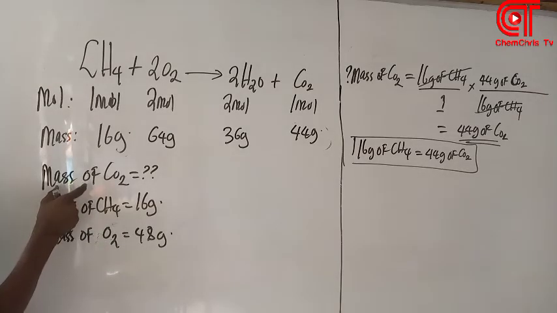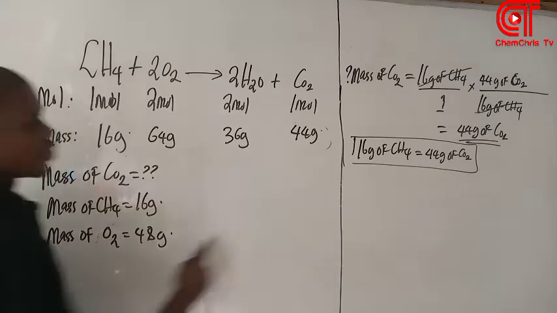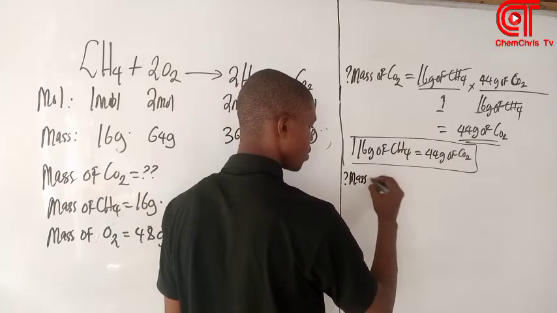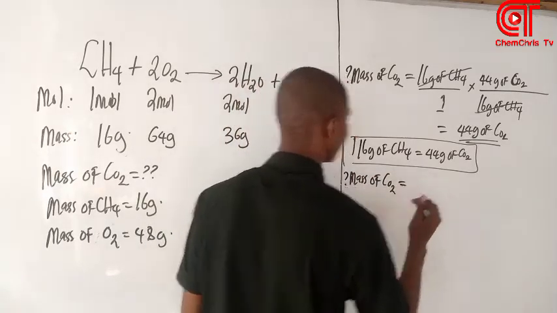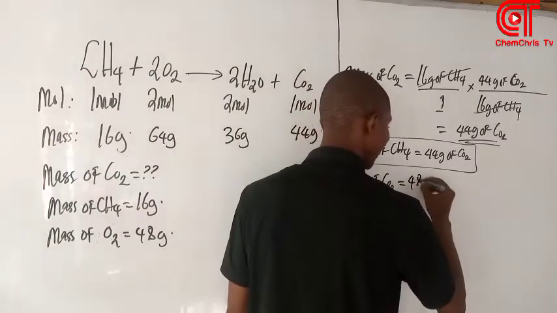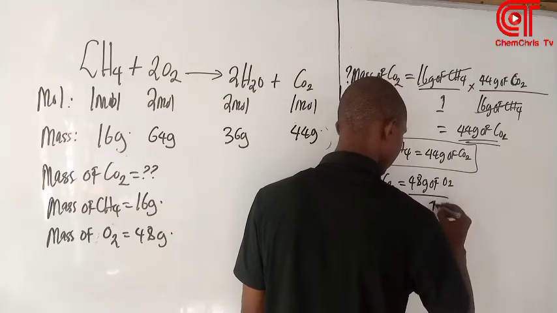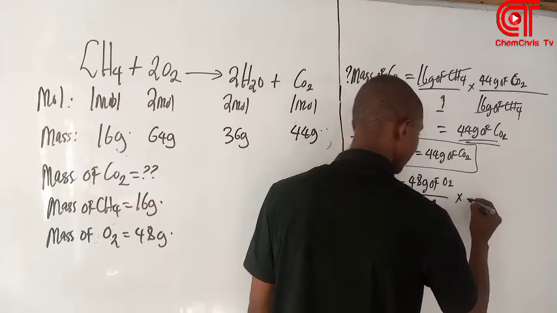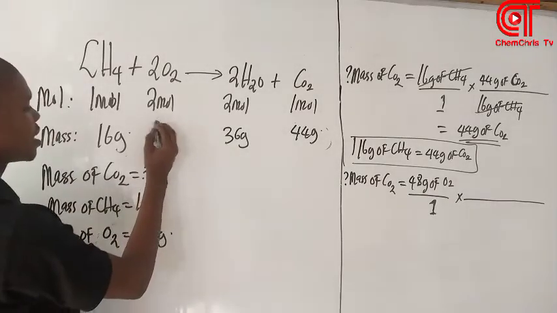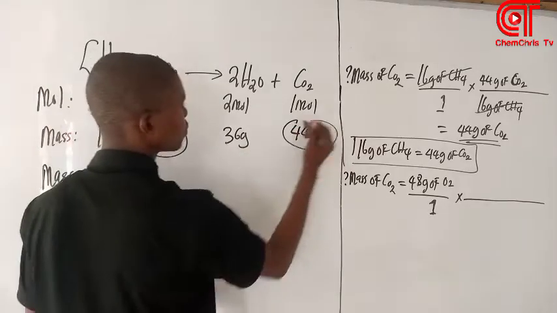So now remember we also calculate the mass of CO2 using 48 grams of O2, right? So the same thing. Now what you have done here, you're also going to repeat here. So mass of CO2 equals to, now we are using 48 grams of O2 over 1. You get that? Times. Here we have division sign 2, right? So then now you're using 64 grams of O2 equals to 44 grams of CO2.